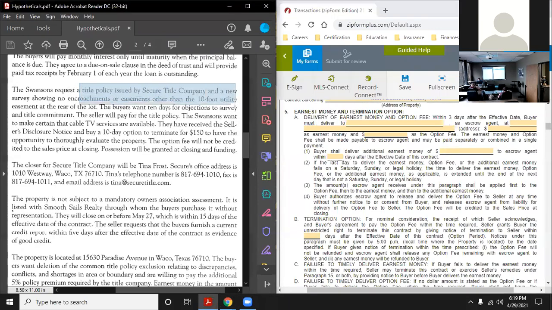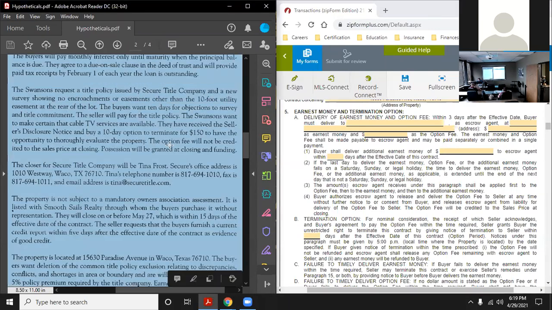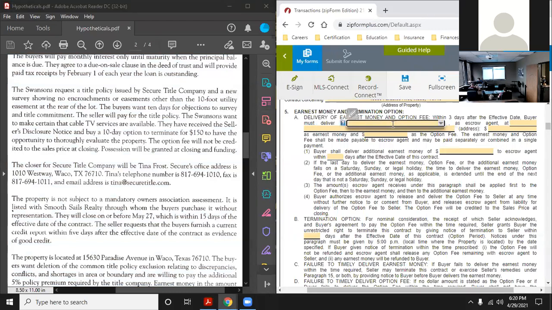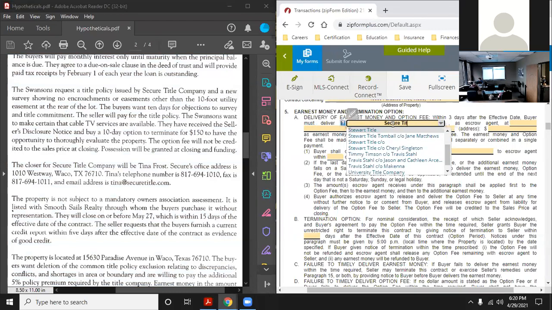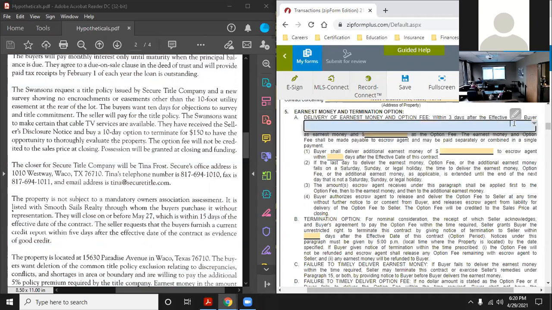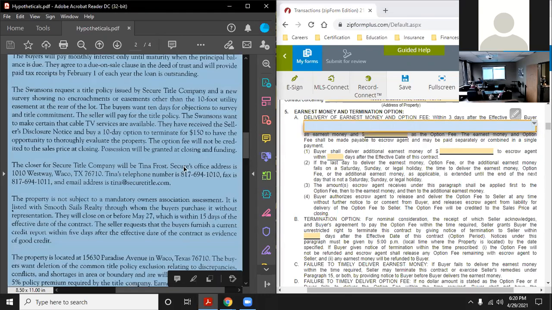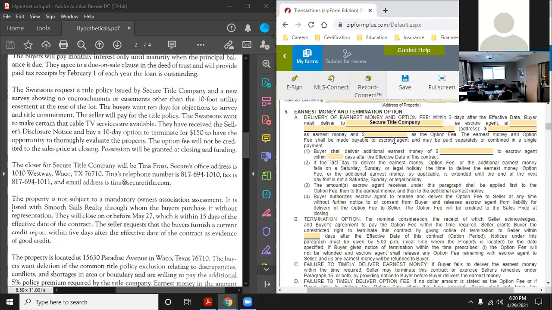All right, so they request a title policy issued by Secure Title Company. So let's put that in here. Oh, it looks like it tells us again later. The closer for Secure Title Company will be Tina Frost. So you can put that in here. I can't type it. And the office address is. Oh, okay.